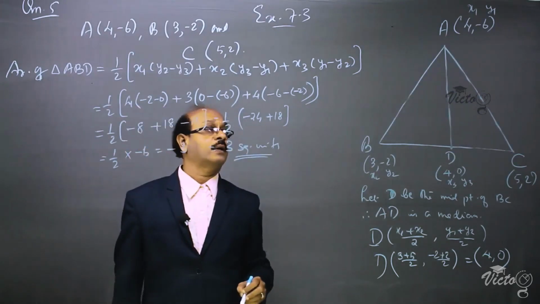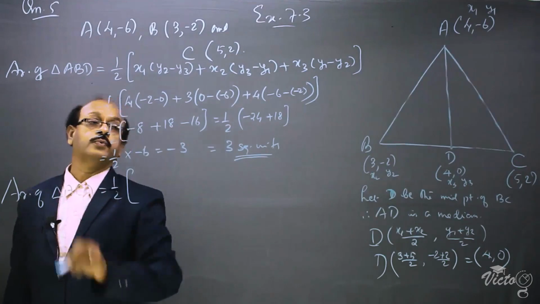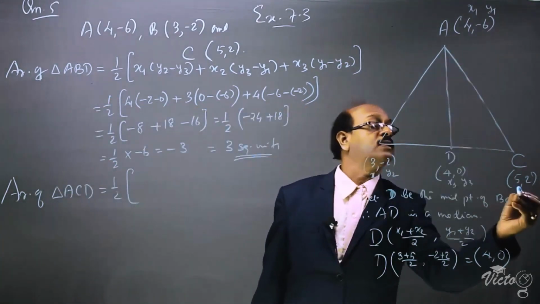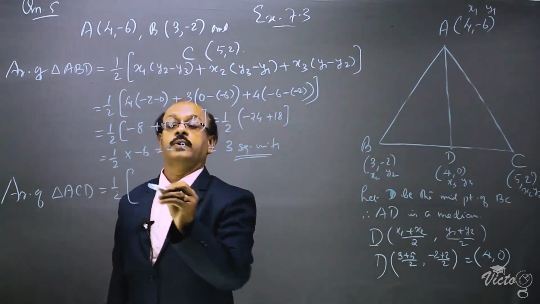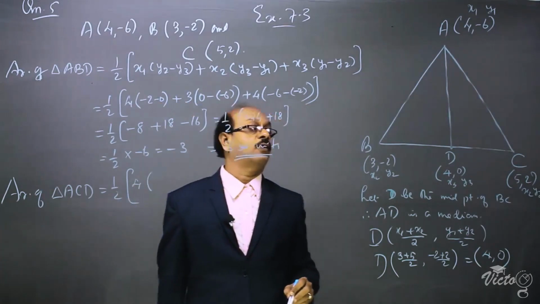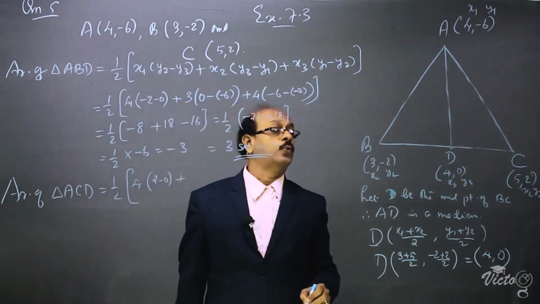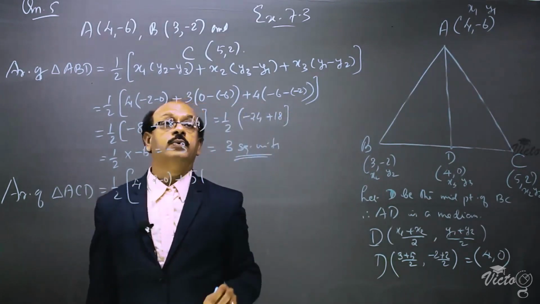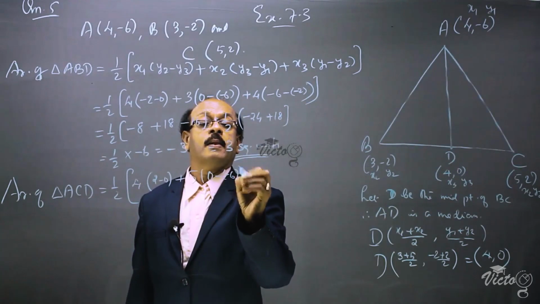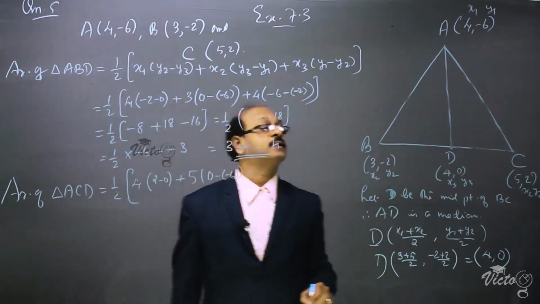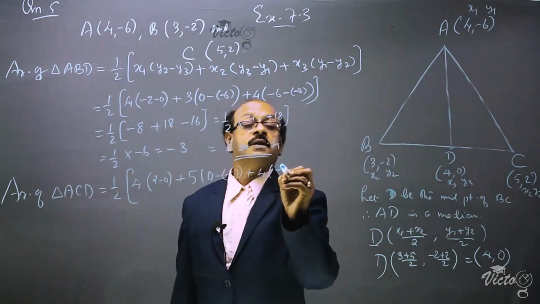Now we have to find out the area of triangle ACD. Area of triangle ACD is equal to half into, so we have to give x1, y1, then x2, y2 here. The value of x1 is 4 itself. 4 into (y2 minus y3). Y2 minus y3 is 2 minus 0. Then plus x2. The value of x2 is 5. 5 into (y3 minus y1). Y3 is 0 minus of minus 6. Then plus x3. The value of x3 is equal to 4. 4 into (y1 minus y2), minus 6 minus 2.